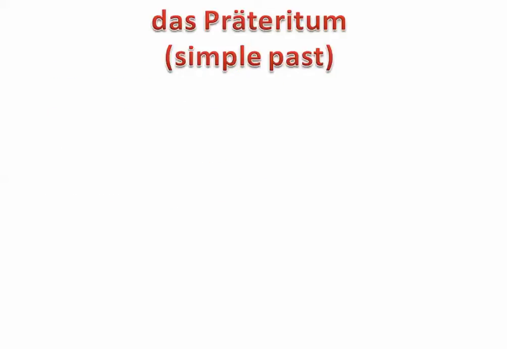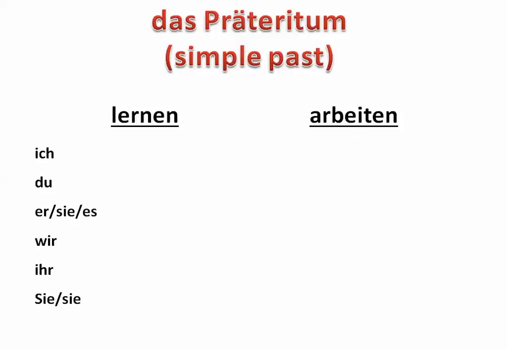Okay, so now we're going to switch gears a little bit, talk about the Präteritum, which is the simple past. This is exactly what we did earlier in this video with haben and sein, but now we're going to talk about forming the simple past with regular weak verbs in German. So for example, here I'm going to take two verbs, lernen and arbeiten, and I'm going to conjugate them in the simple past so that you can see the pattern. I learned is ich lernte.